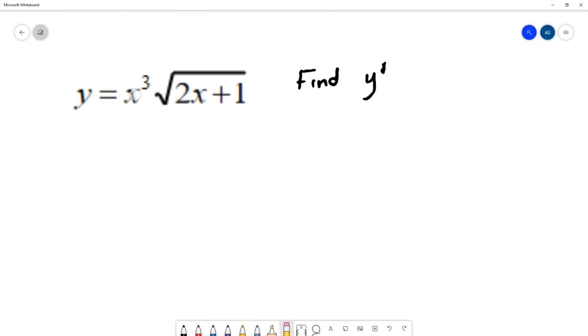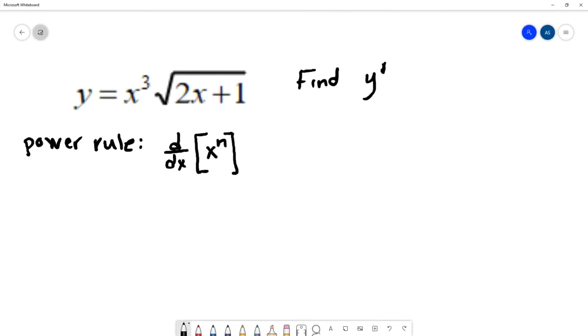So I can see here that I have an x cubed. This is x raised to a power, so I might be using the power rule for derivatives. The power rule for derivatives is the derivative with respect to x of x to the nth power is n times x to the n minus 1. So that's our shortcut for calculating the derivative of x to a power.